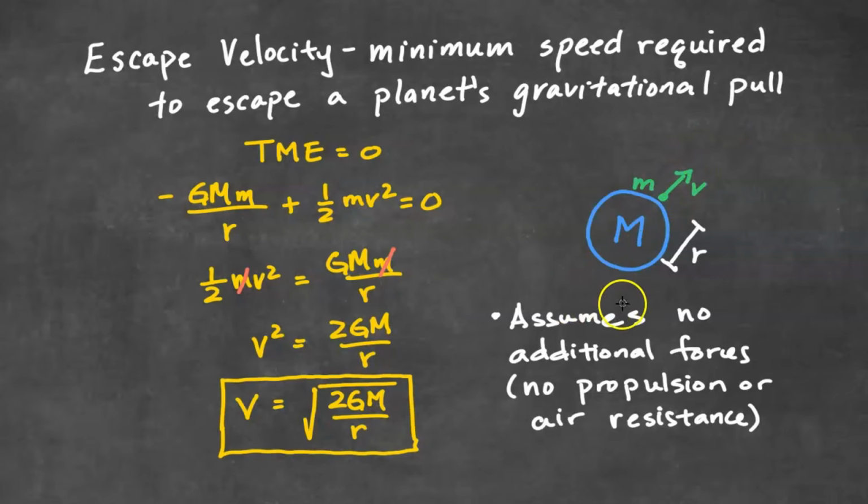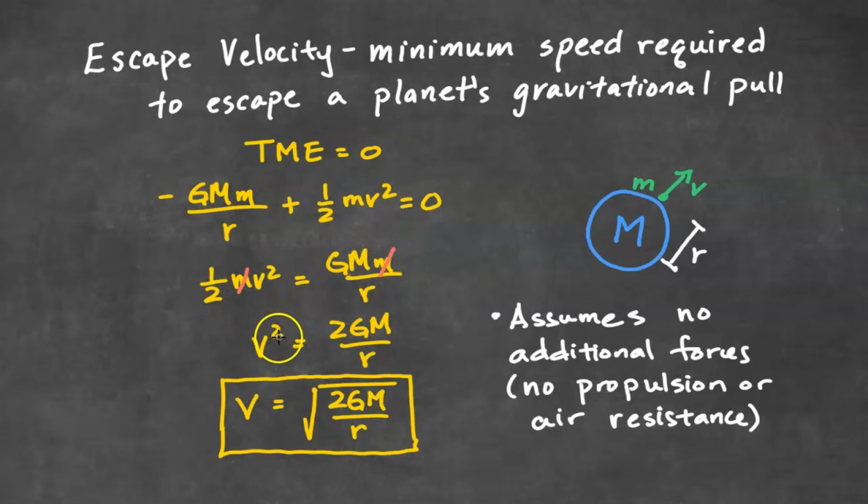And we're assuming no additional forces, so there's no propulsion on the baseball and that there's no air resistance. To calculate the escape velocity, we can set the total mechanical energy equal to 0. The gravitational potential energy is negative big G times the mass of the planet times the mass of the baseball divided by the distance between the baseball and the center of the planet, plus 1/2 mv squared. Set that equal to 0. You'll notice that the masses will cancel.